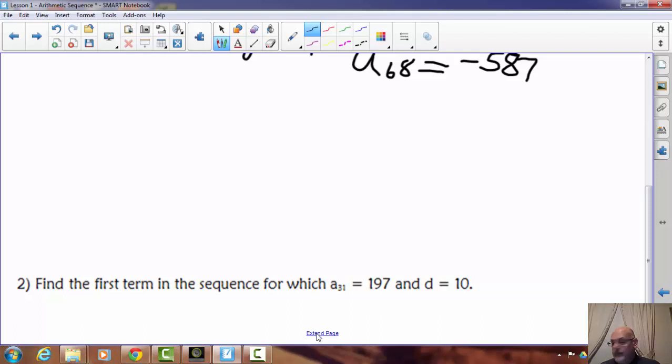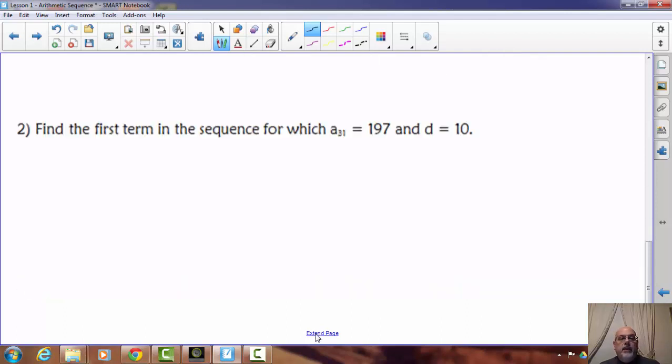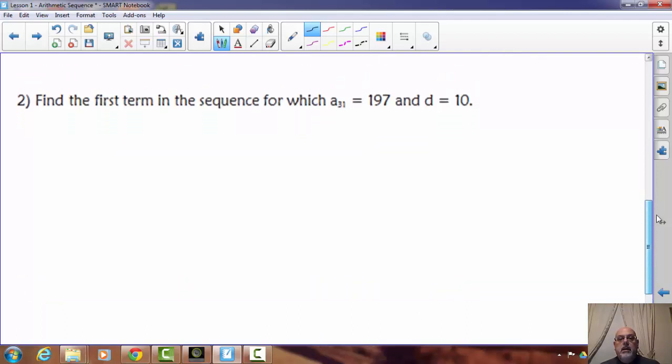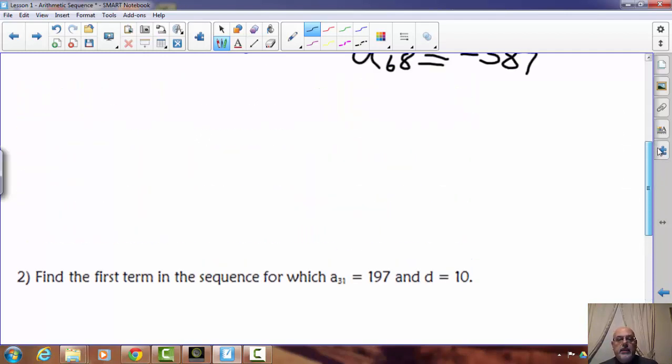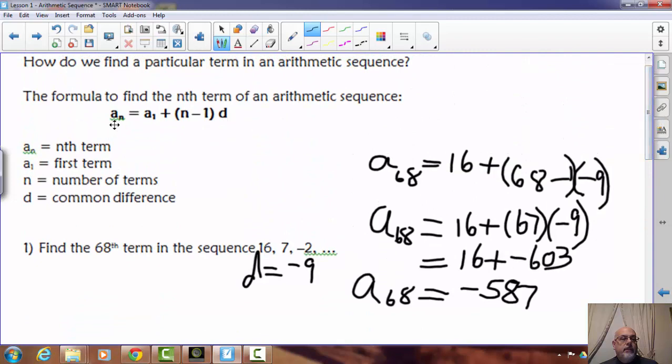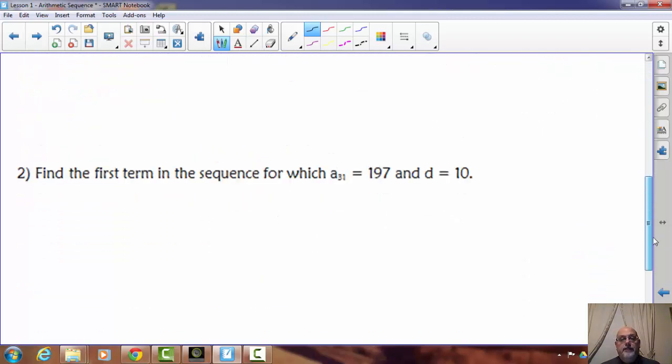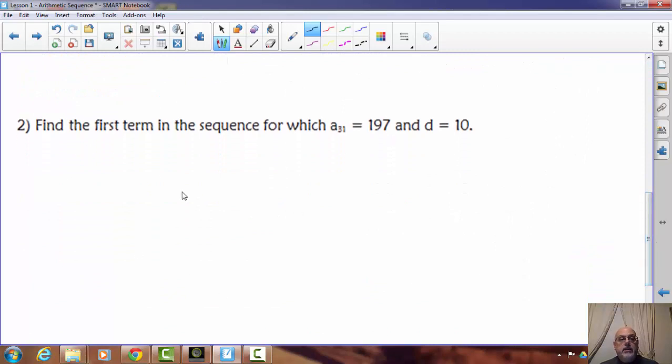All right, let's do another one. We want to find the first term in this sequence. The 31st term is 197. So if you go back and look at the formula, the nth term, well, the 31st term, you're given. You have to find a sub 1, or the first term. Okay, so let's take a look at this.